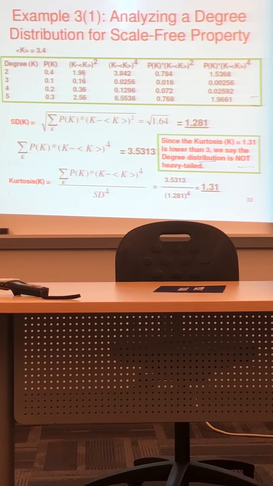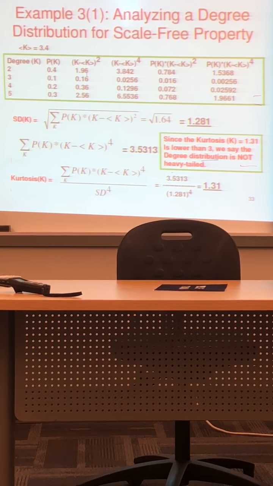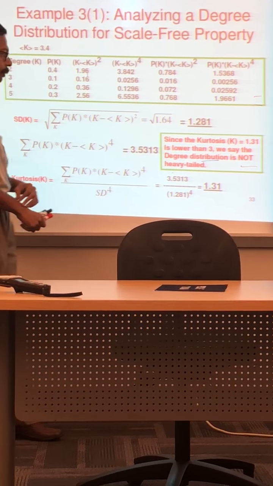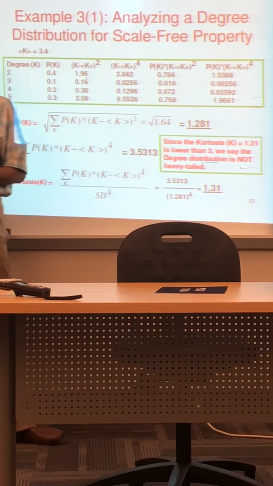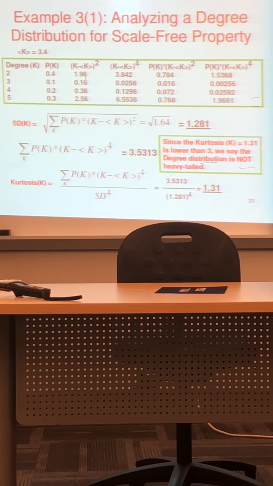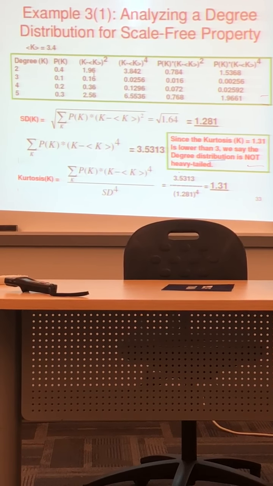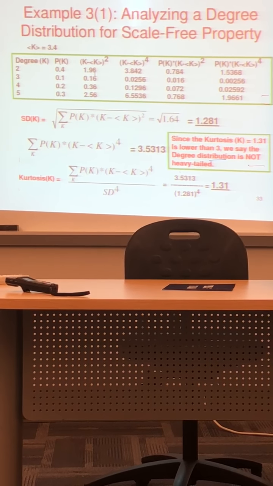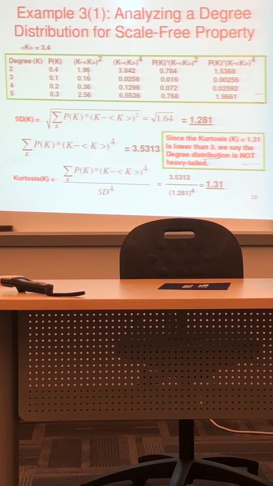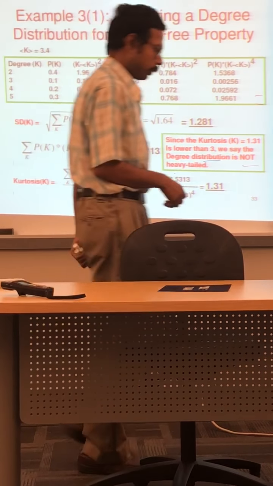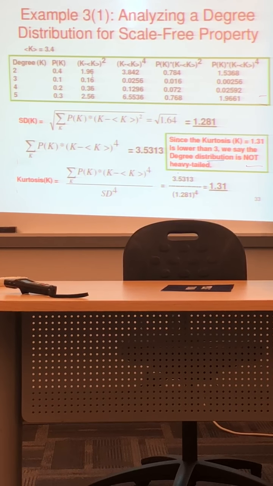Okay? So what does that mean? We cannot say the degree distribution exhibits a heavy tail pattern. So the degree distribution is not heavy tail. That's what we could conclude. Any question? Okay, so we should be able to do a problem like this.